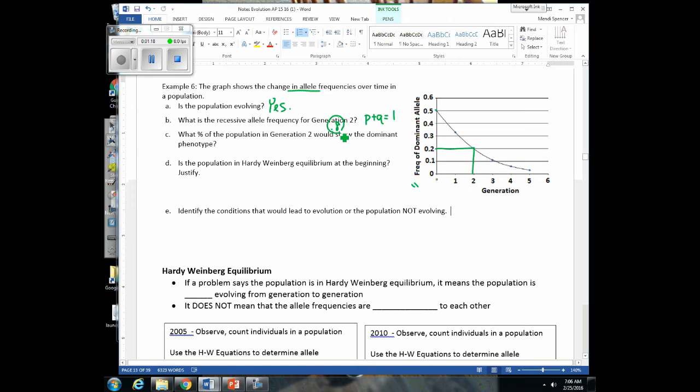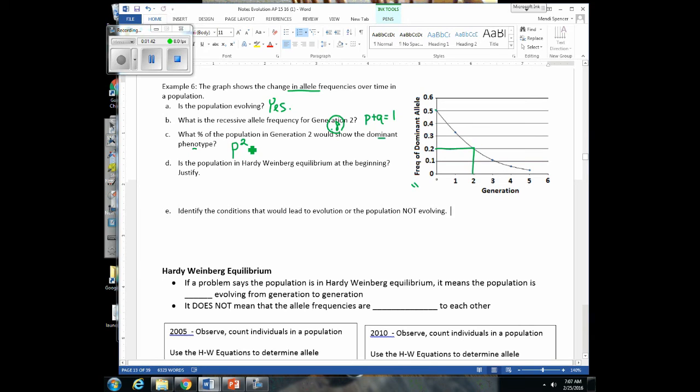What percent of the population in generation 2 would show the dominant phenotype? This is somewhat of a tricky question, because whenever you see dominant, and we're talking about phenotypes, I think students are automatically going to think they want me to solve for P squared. If you think about it, the individuals that are big A are going to show the dominant phenotype, and they're represented by P squared.